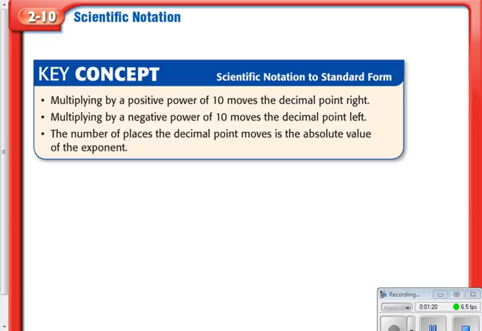Key concept here, what you need to know about the key concept is when you multiply by a power of 10 and that power of 10 is positive, your decimal will move to the right. When you multiply by a negative power of 10, your decimal point moves to the left. Now, your exponent, your power, determines how many places you move. So if it's to the 5th power, you move it 5 places. If it's to the negative 7th power, you're going to still move it 7 places.